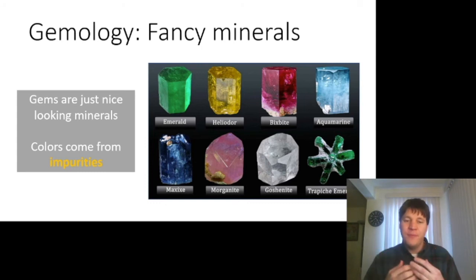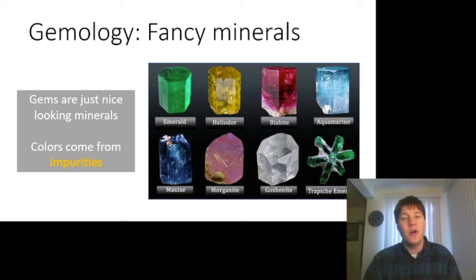For example, emerald and aquamarine are both the same mineral. They're a particular mineral called beryl, but if it's a really nice looking beryl that happens to be green, we call that an emerald. If it's a really nice looking beryl that happens to be that blue, watery sort of color, we call it aquamarine. Ruby and sapphire have the exact same relationship.